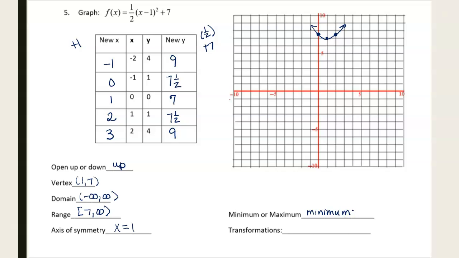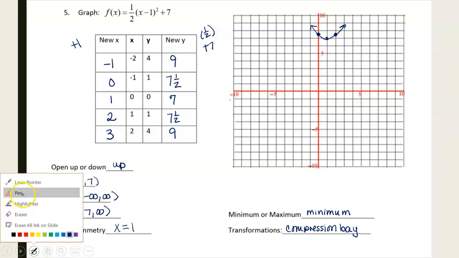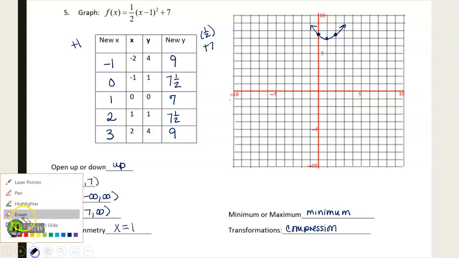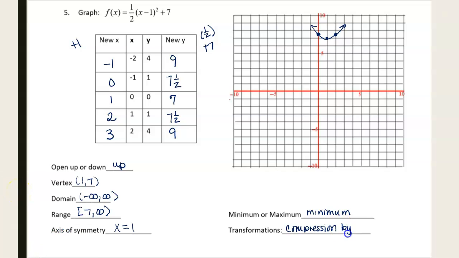And let's see what we have as far as transformations go. We have a compression by a scale factor of a half. Then we have a shift right 1 and a shift up 7.